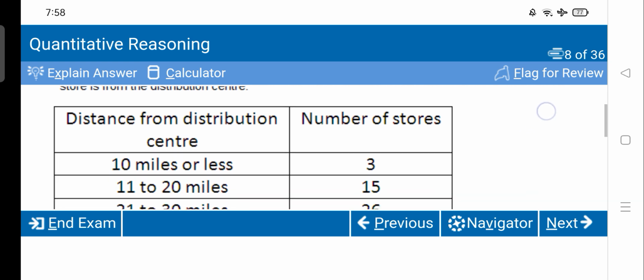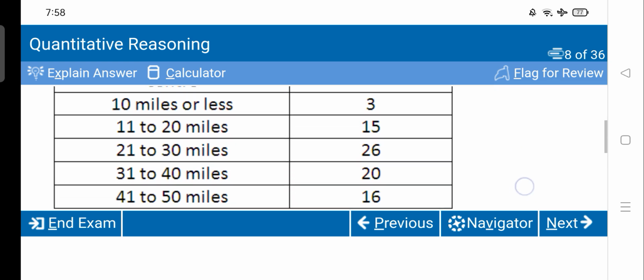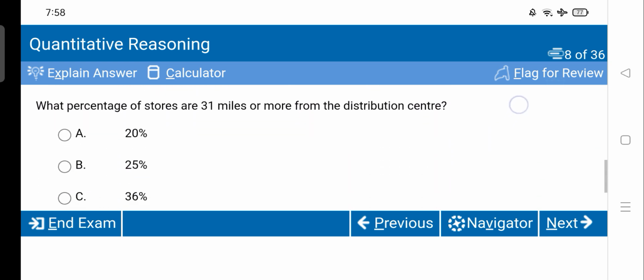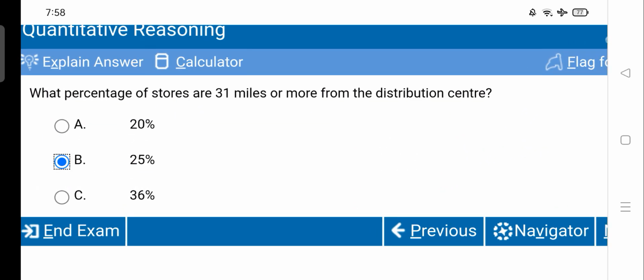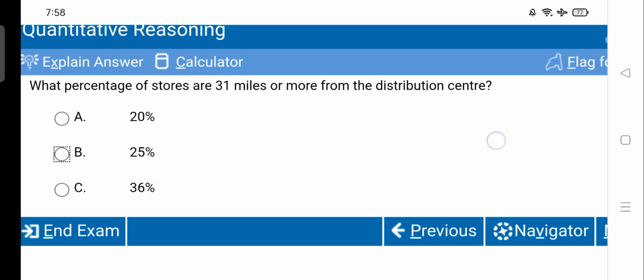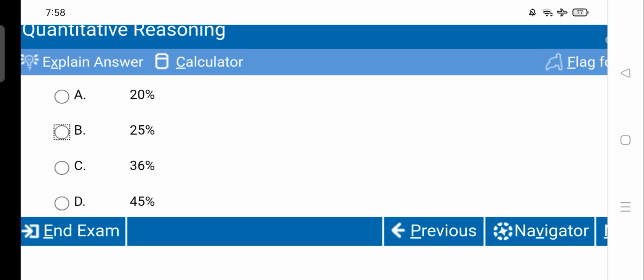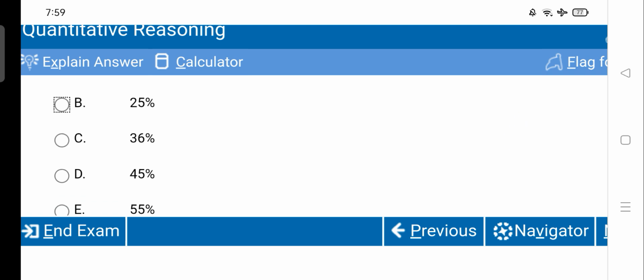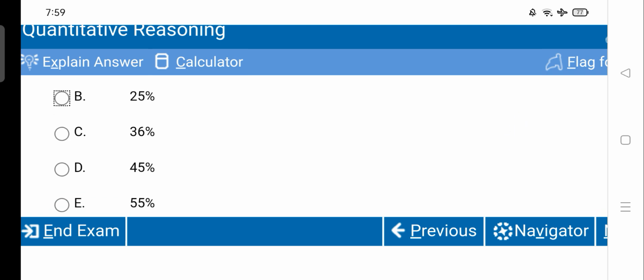You can again take a look at this information as we have the same one. The question is, what percentage of stores are 31 miles or more from the distribution center? Option A, 20%. Option B, 25%. Option C, 36%. Option D, 45%. Option E, 55%.